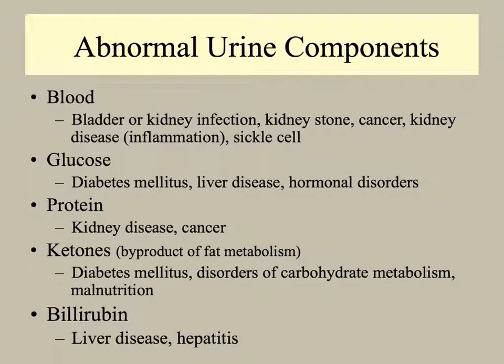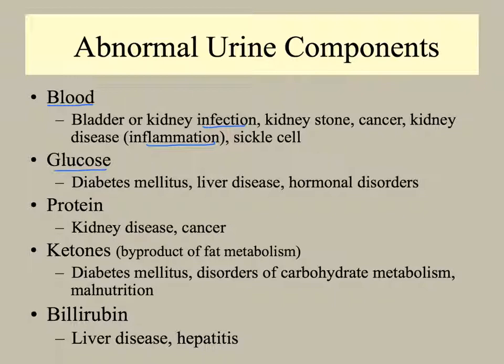There are some things that can show up in the urine that you don't want to see because they're indications of a problem. Blood is something that a urinalysis may test for. Blood in the urine will say that there's some kind of infection or some inflammation along the urinary tract. So it could be something like a bladder infection or a kidney stone that has pierced the walls of the collecting duct, depending upon where inside of the kidney it's located. It could be something as serious as kidney disease or cancer. Sickle cell anemia also can lead to blood in the urine.